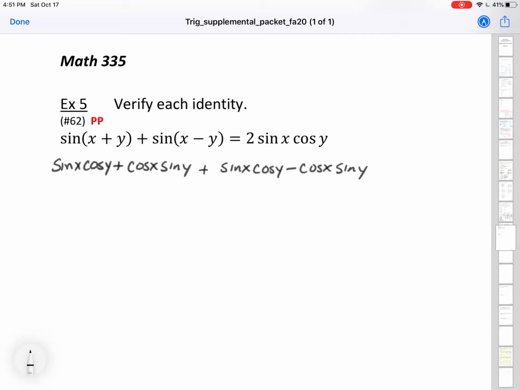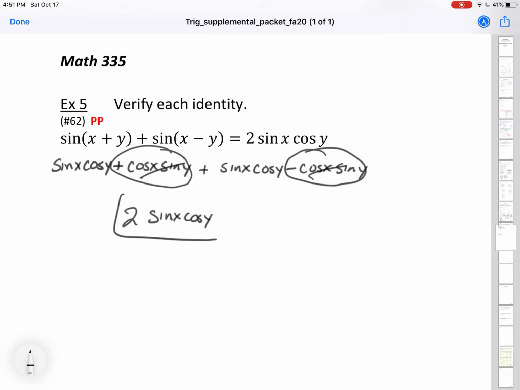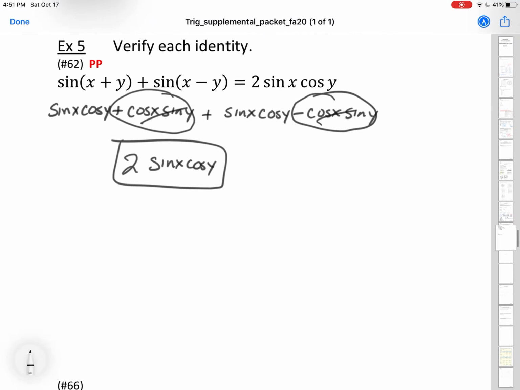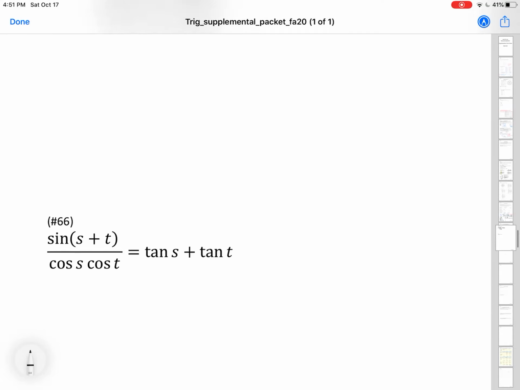Now take a look at those. Who can go away? Well, I've got a cosine x sine y minus cosine x sine y. They're gone. I have sine x cosine y twice. I've got 2 sine x cosine y. Done. So in one line, just by knowing the sum formula for sine, you are finished with that.